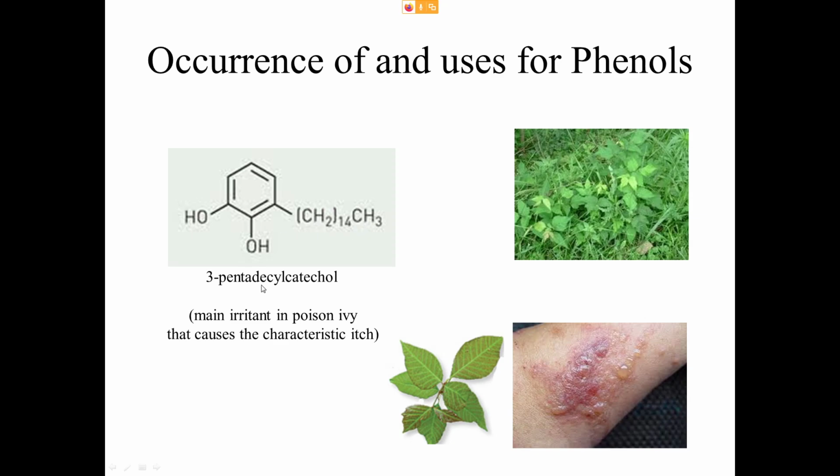And so it's called a pentadecyl group. You don't have to learn that prefix. Deca meant 10. Pentadecyl means 15, but you don't have to learn that. We only want you to learn 1 through 10. And it's on number 1, 2, 3. So there's a 3, and this is the irritant in what we call poison ivy.